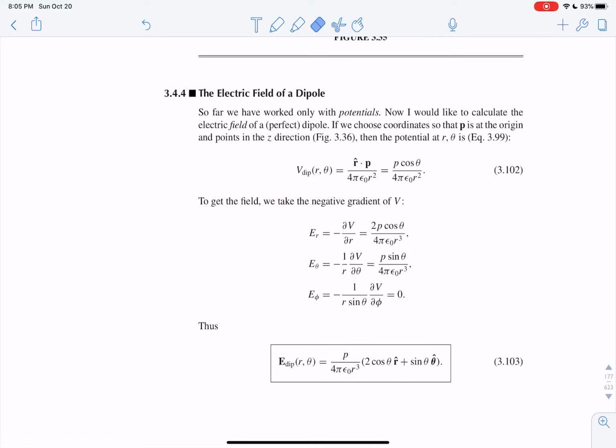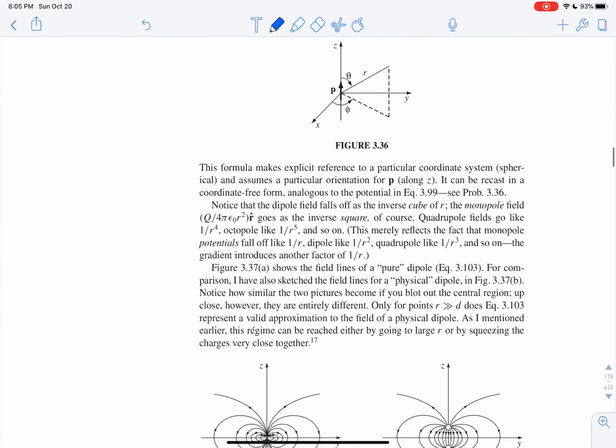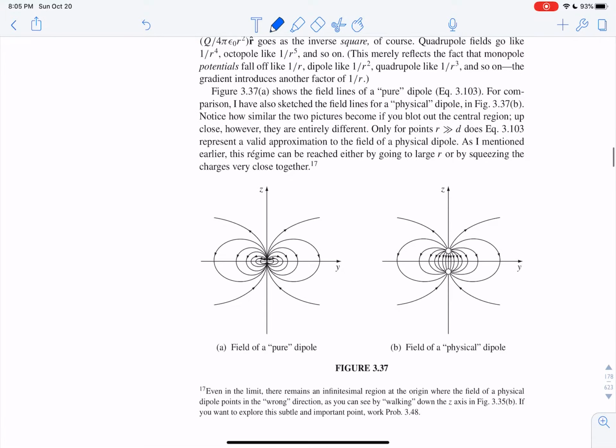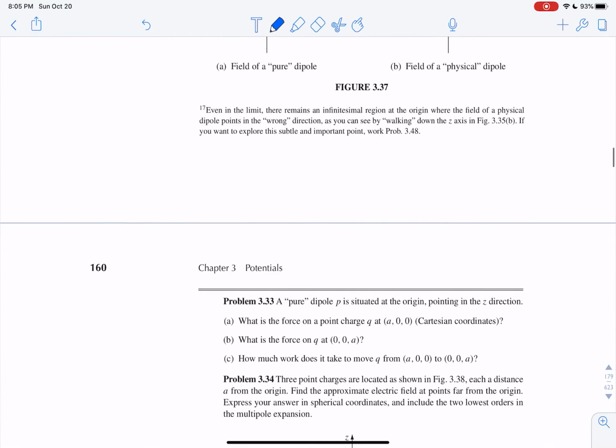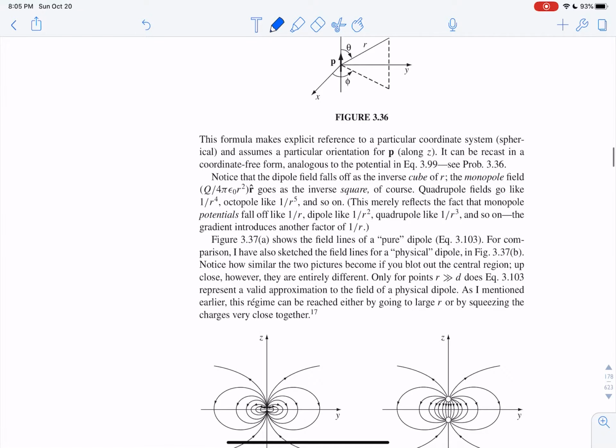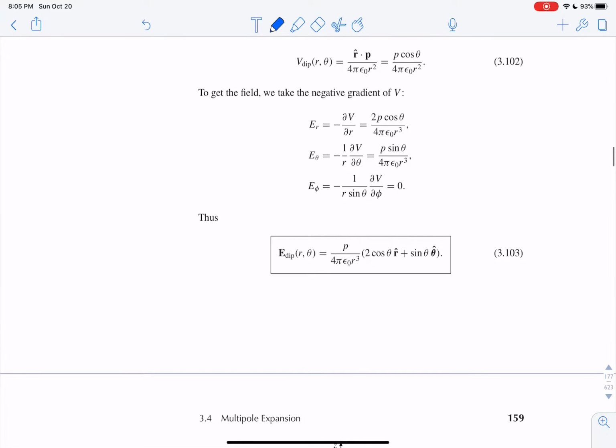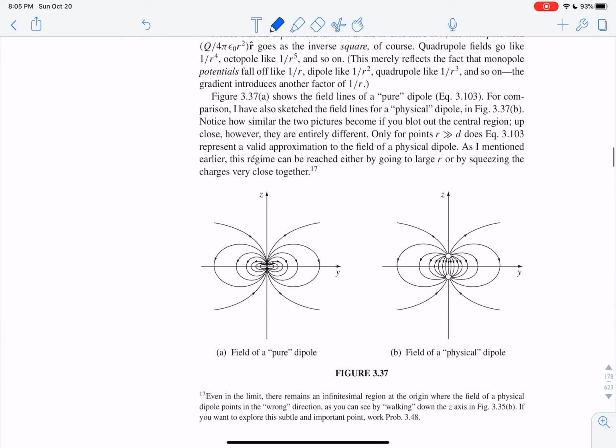We do it in spherical coordinates, so you get e r, e theta, e phi. If you take the derivative with respect to r, with respect to theta, with respect to phi, you get that it just has r and theta components, and that's the electric field. And so there's your electric field of a dipole, which is pretty cool. And if you want, you should go to math3d.org and type in this potential and see if it looks like what it looks like here.